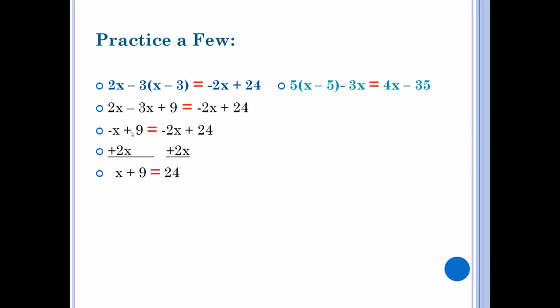down. Now I have to do the opposite of adding 9, and the opposite of adding 9 is to subtract from both sides of the equal sign. And 24 take away 9 is 15. Game over! How did you do?